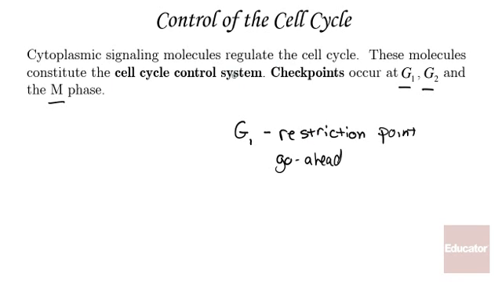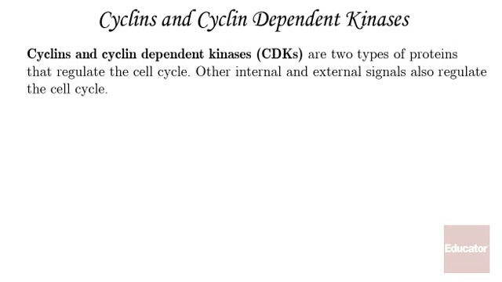All right, so what are these cytoplasmic signaling molecules? We know that at least some of them are cyclins and cyclin-dependent kinases. Recall in a previous lecture, I mentioned that kinases are proteins that phosphorylate other proteins. In doing so, these kinases can either activate or deactivate another protein.